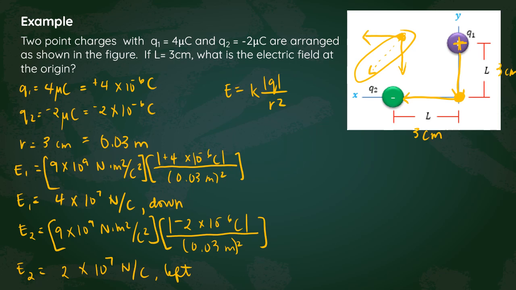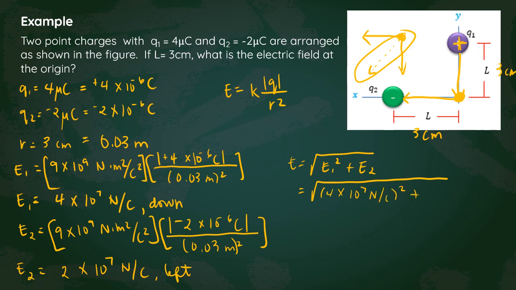So solving for our resultant electric field, E is equal to, using the Pythagorean theorem, the square root of E1 squared plus E2 squared, which is the square root of (4 times 10 raised to 7 newtons per coulomb) squared plus (2 times 10 raised to 7 newtons per coulomb) squared. So the electric field experienced at the point of origin is 4.47 times 10 raised to 7 newtons per coulomb.